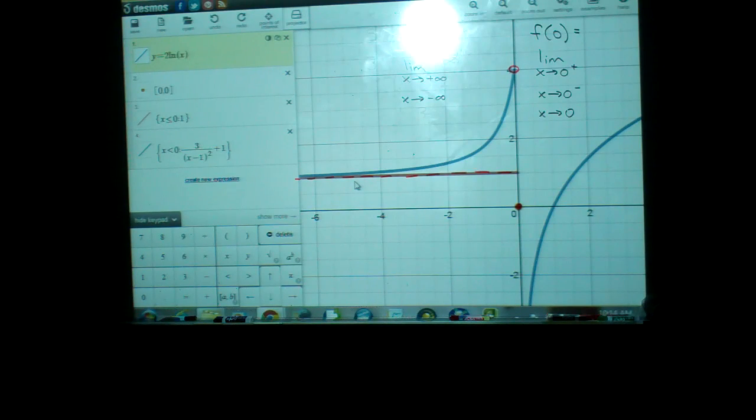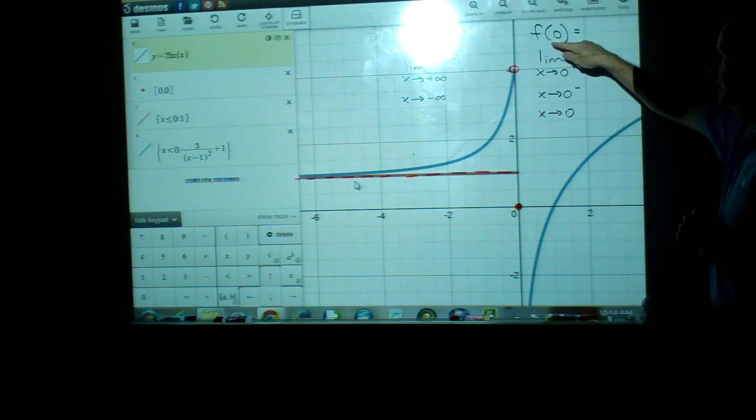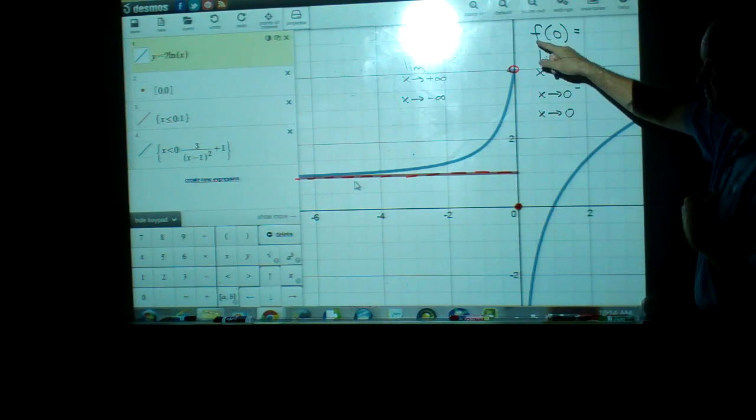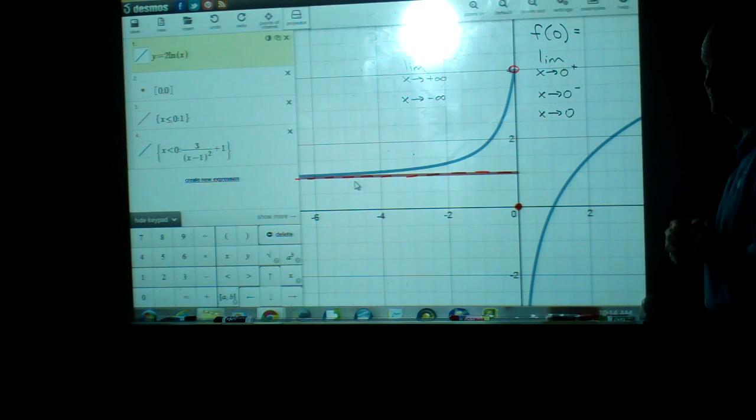All right, we're going to answer a series of questions with this. And all you really need is your fingers. First, calculus question. No, it's a pre-calculus question because it's got a function. What's the function value when x equals 0?